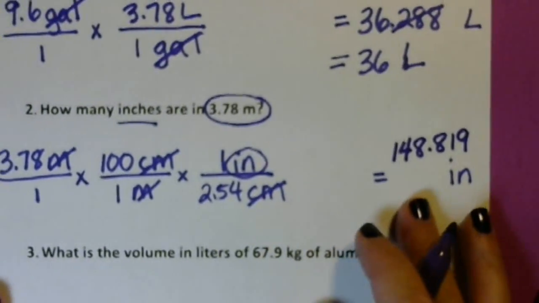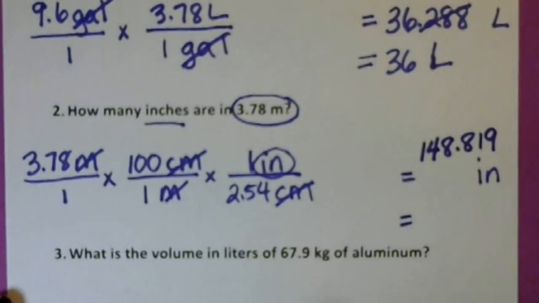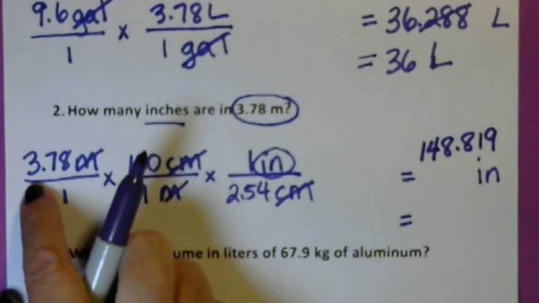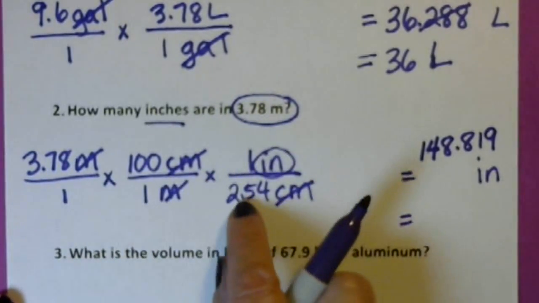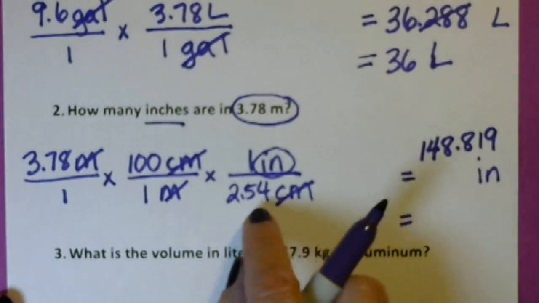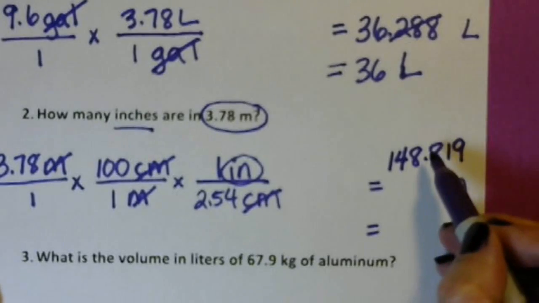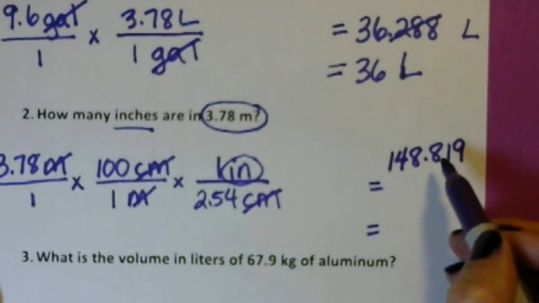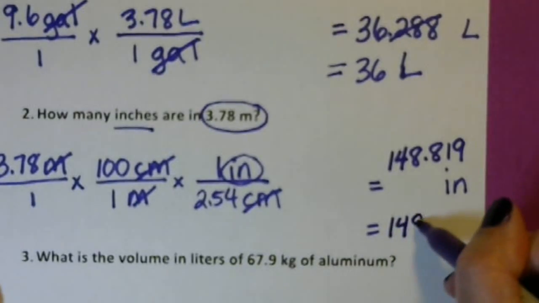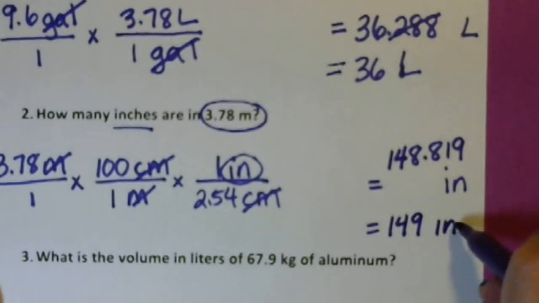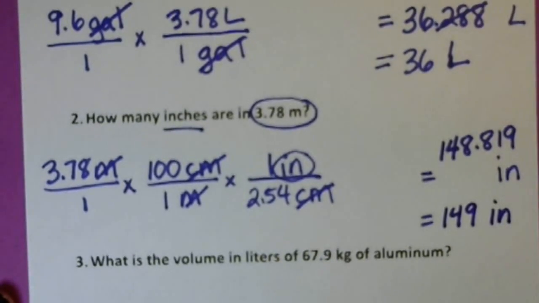That's too many digits, so I have to round this, and I round using significant figures. So I have 3 significant figures here. This doesn't count because it's a definition. And 3 significant figures here. I can only have 3 in my answer. So I can't just get rid of this 819 because this is more than halfway. So I have to round up this time, and that makes 149 inches. So now I've solved question number 2.